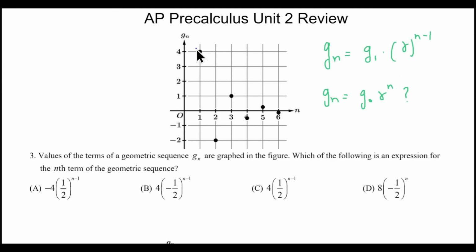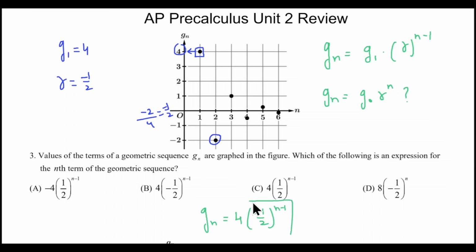G1 is basically the value at 1, which is just 4. So I'm just going to replace G1 by 4. And R is the common ratio, which is the latter term, negative 2, over the former term, which is 4. So that's negative 1 over 2. So R is negative 1 over 2. So the value of Gn comes out as 4 times negative 1 over 2 to the n minus 1, which looks like option B to me. So I think that should be our answer.